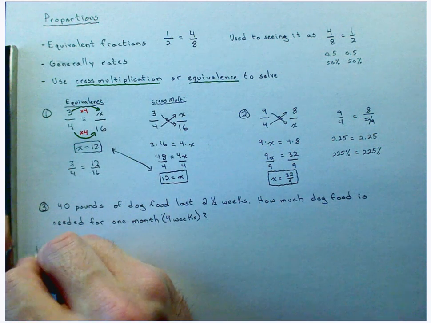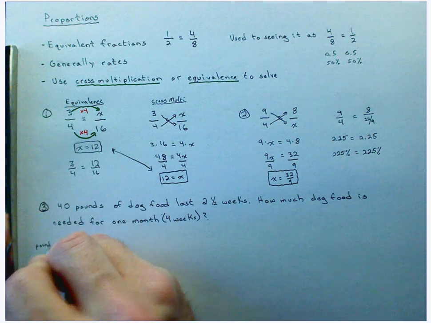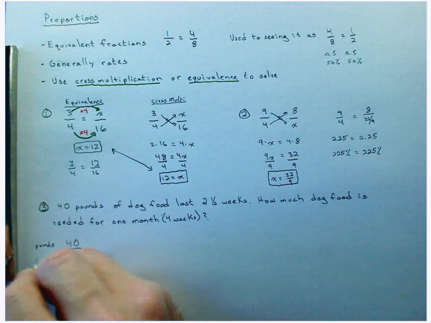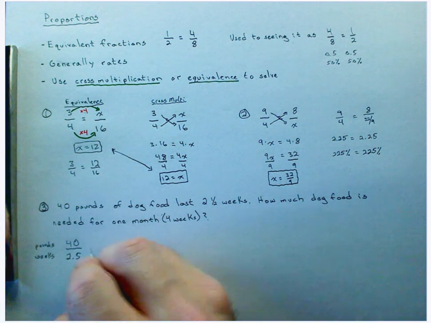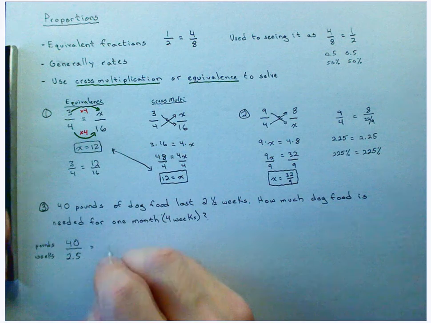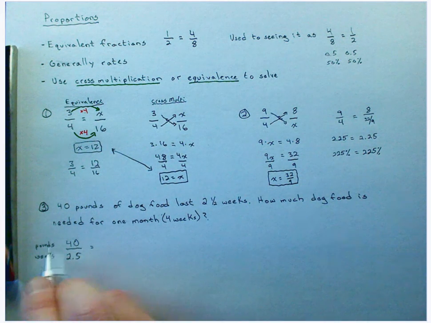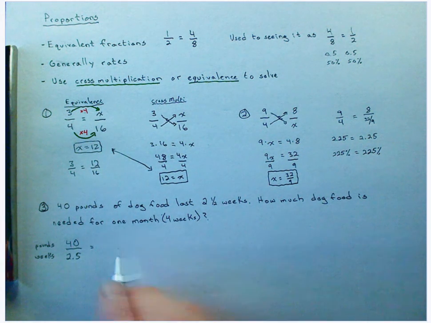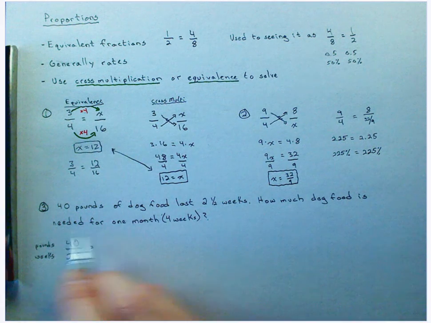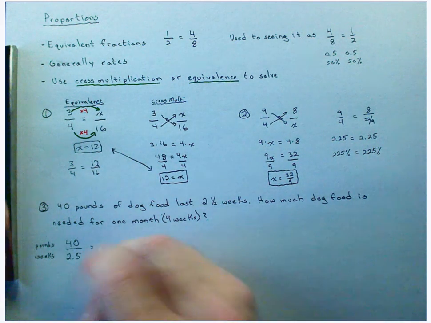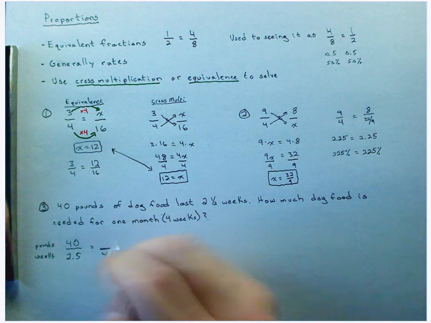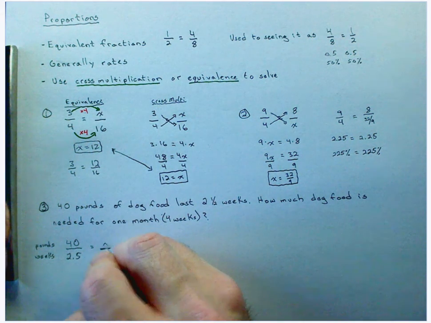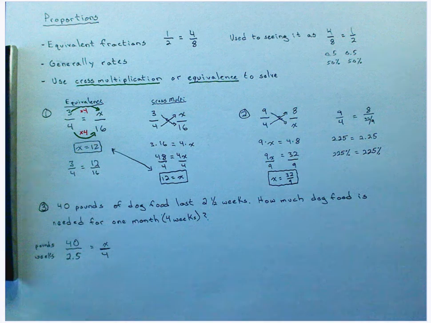And this up here was pounds, right? And this down here was time given in weeks. So I need to make sure that my other fraction matches up. What was pounds up top needs to be pounds up here. How much dog food is needed for 1 month or 4 weeks? Well, weeks is down in the numbers, 4, and what I'm trying to find out is the quantity, right? How many pounds? So x.